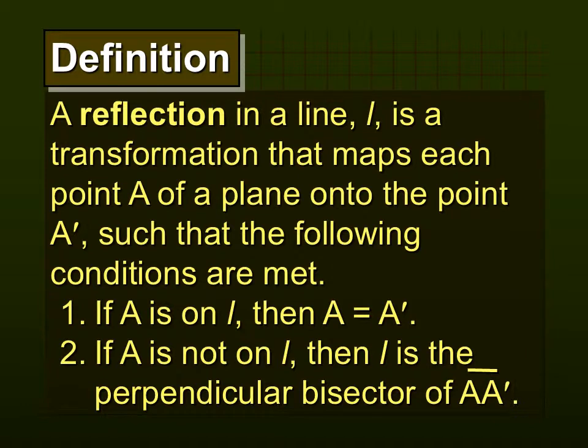A reflection in a line called L is a transformation that maps each point A of a plane onto point A prime, such that the following conditions are met. These two things have to be true in order for it to be a reflection. The first condition is that if point A is on that line L, then A has to be A prime. If point A is not on L, then L is the perpendicular bisector of the segment between A and A prime. What does that look like?